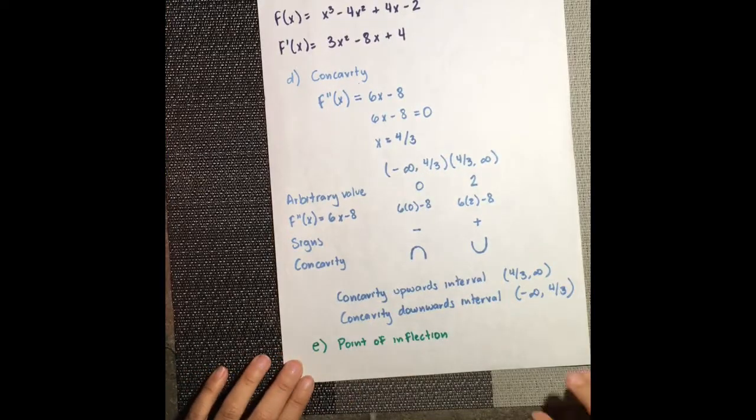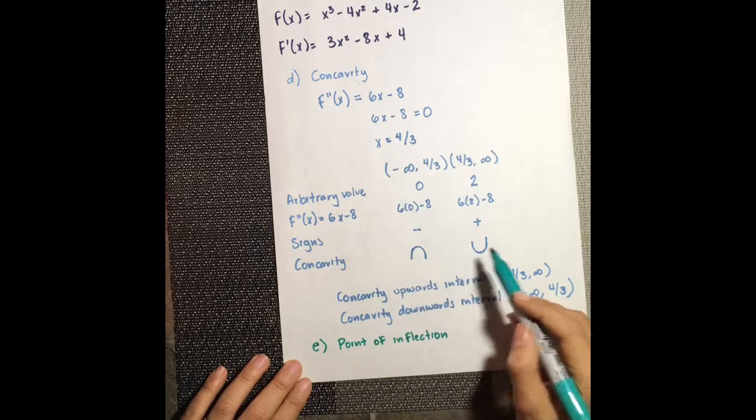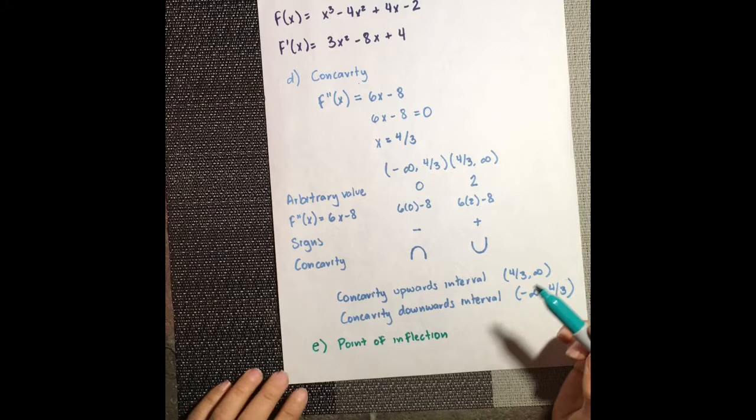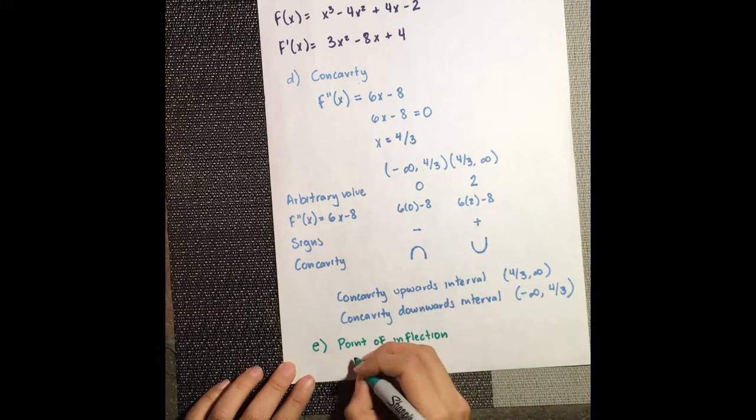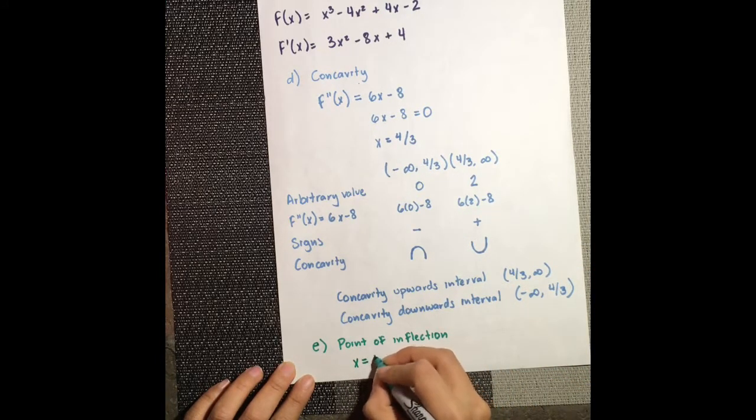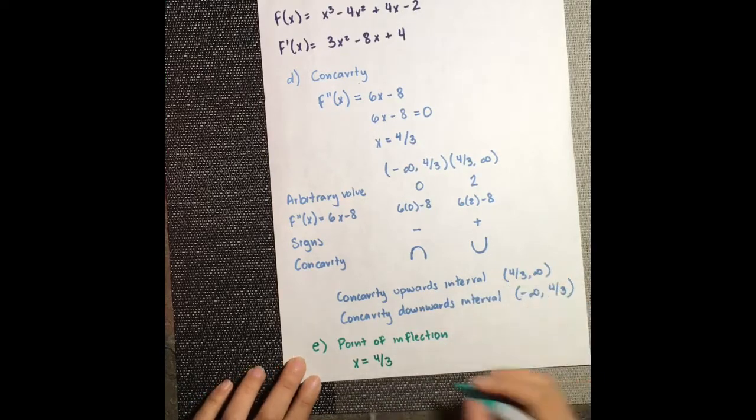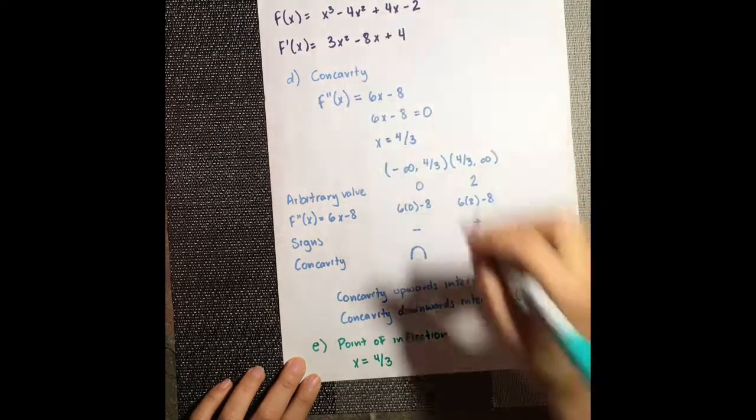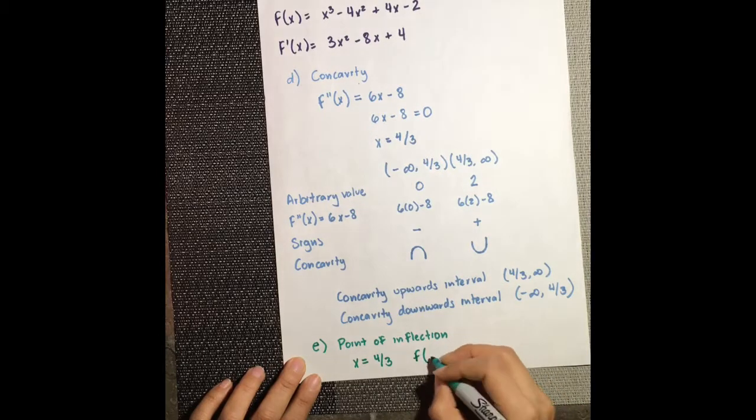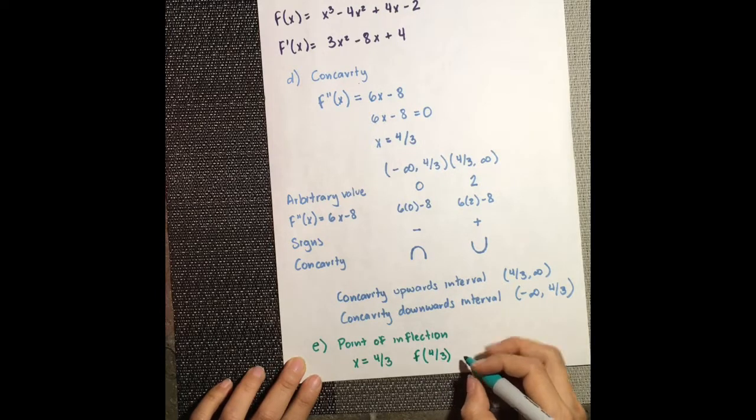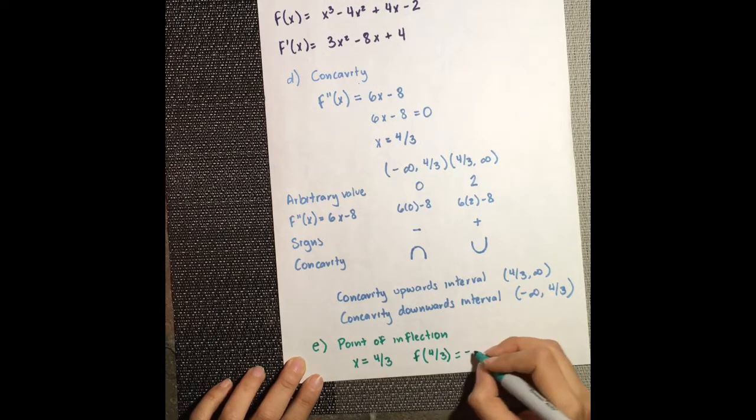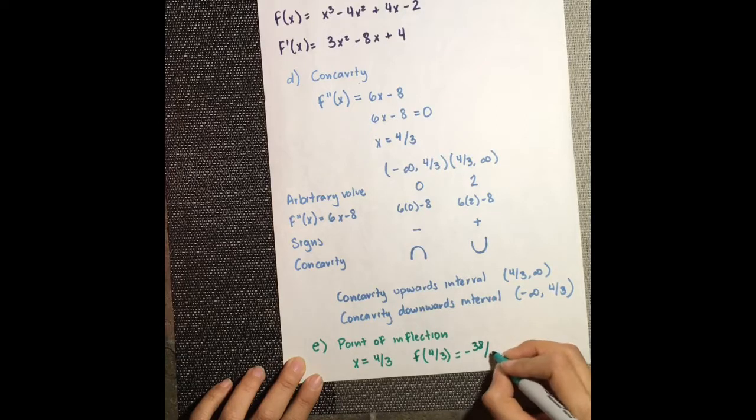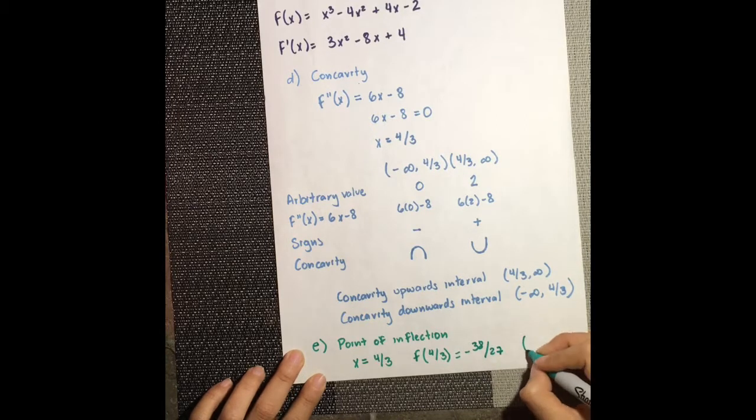And then the next step is to find the point of inflection. We have a point of inflection wherever the concavity changes from upwards to downwards, or the other way around. So in this case, we're going to get a point of inflection at x equals 4/3. And we're going to evaluate that again in our original function to get the actual point. So f of 4/3. And we're going to get minus 38/27. So we get a point that looks like this.